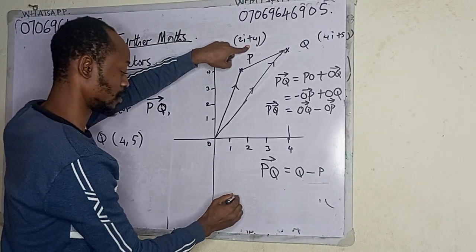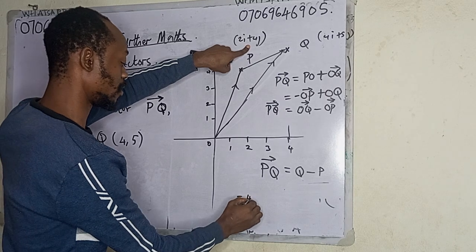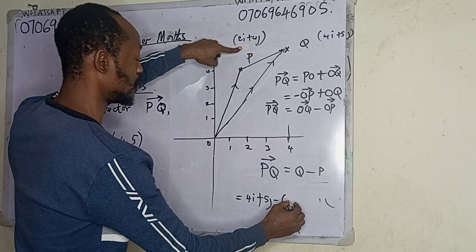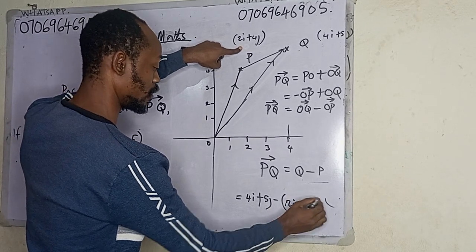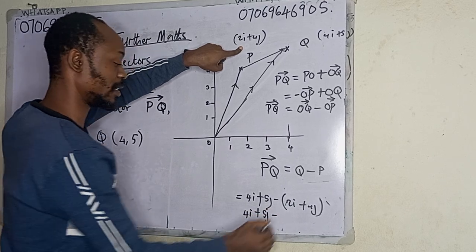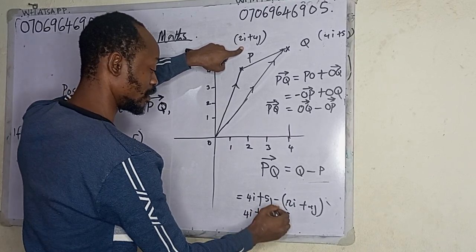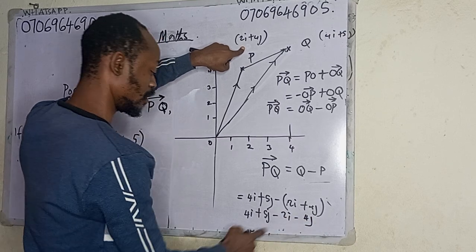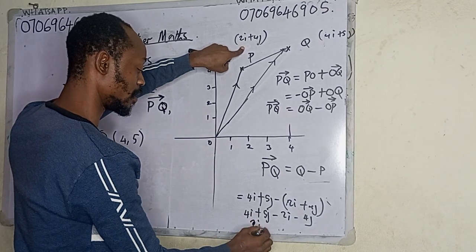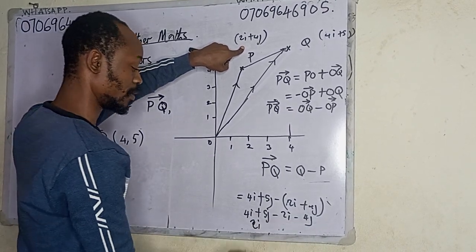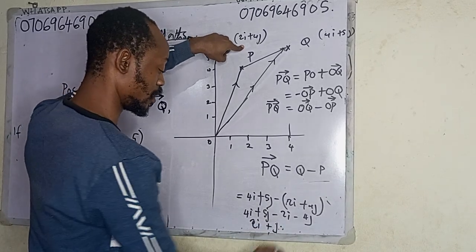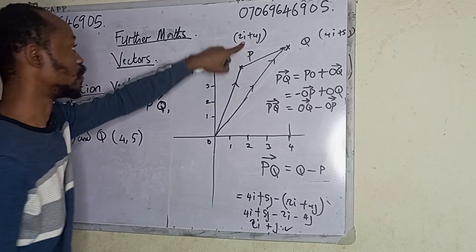Let me write this. So Q is going to be 4i plus 5j. Then minus, open the bracket, minus P, which is 2i plus 4j. If you open that bracket, you're going to have 4i plus 5j, and with the negative, you're going to have negative 2i. Minus times plus is going to be minus, and then 4j. So 4i minus 2i gives us 2i. And then plus 5 minus 4 gives us just plus 1j, which is just plus j.